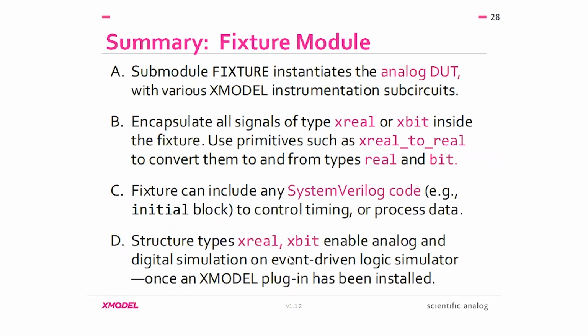And key point, the XModel types X-real and X-bit, which are defined in a header file, xmodel.h, are actually packed structures, and they contain not only a member value, which is of type long-int and bit respectively, but also additional information that keeps track of events, and this enables the simulation of analog quantities on an ordinary event-driven logic simulator. Okay, in the next section, we'll go up the hierarchy and look at a higher level object, the sequence component.